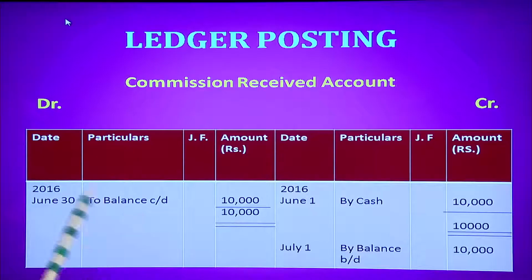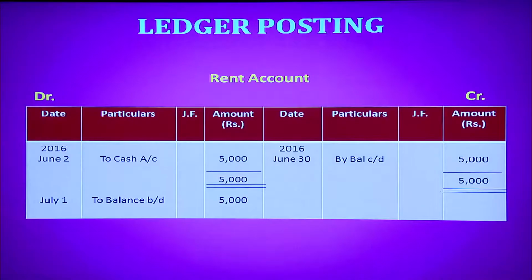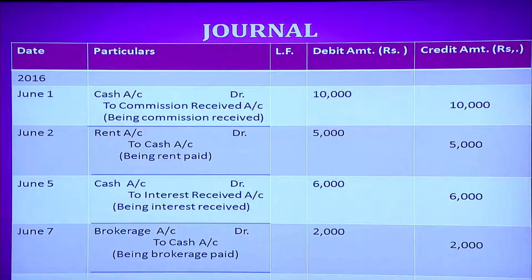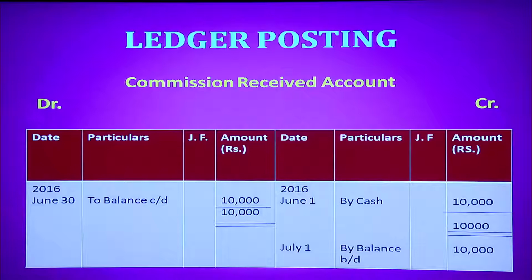The next step that follows is to post these journal entries into the ledger. So, we will open in the ledger all the 5 accounts, all the accounts that we have mentioned in the ledger: cash account, rent account, commission received account, interest received account and brokerage account, and we will do the ledger posting for them. So, first is the commission received account.